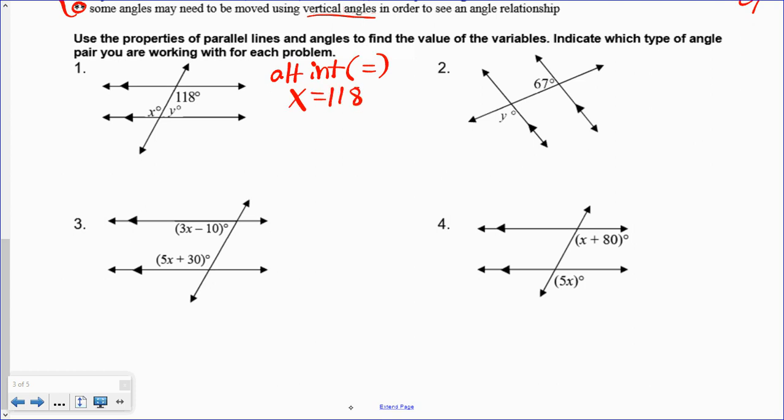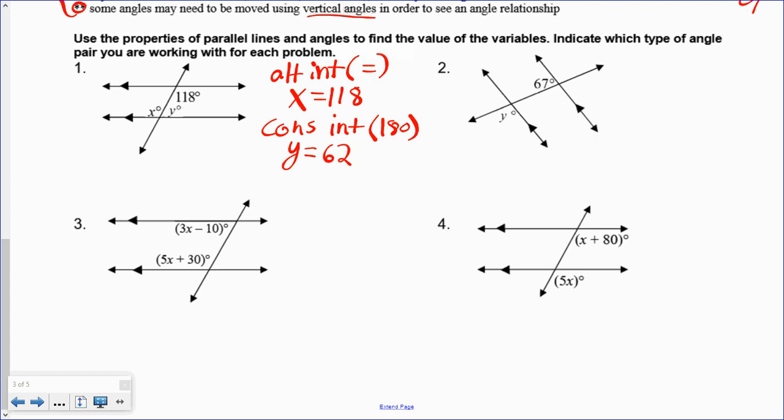All right. What's the relationship between the y and the 118? What kind of angles? Consecutive interior. And they should be? What's going on with their measures? Supplementary. Good. So then, what does y have to be to make that happen? 62. Just like that. What kind of angles are they? What should we know about their measures?